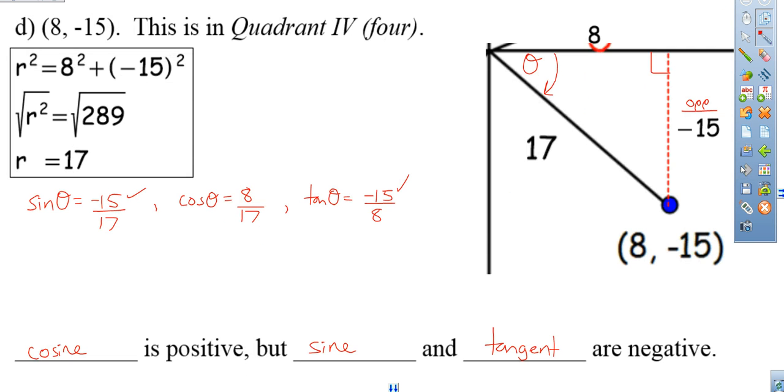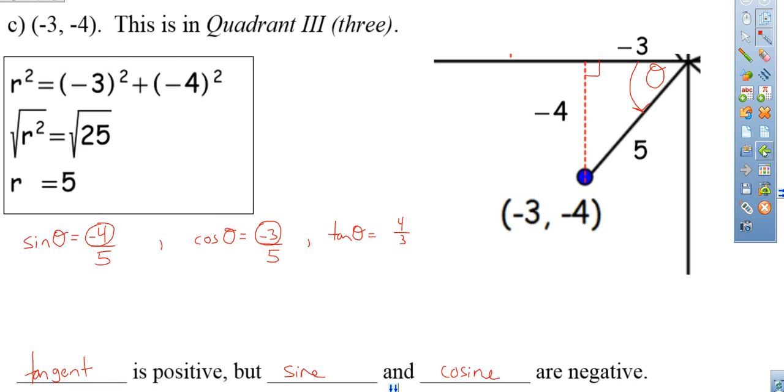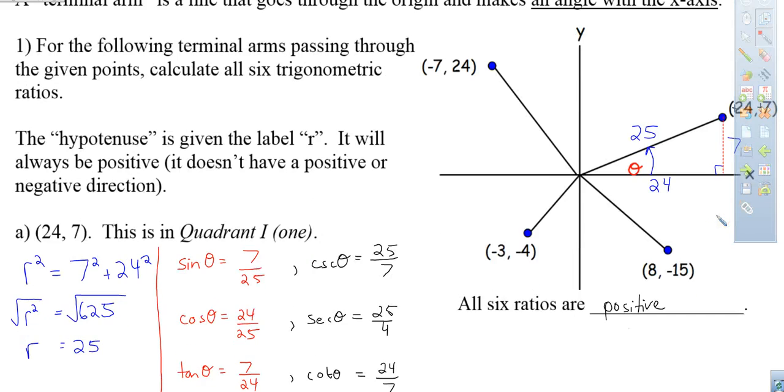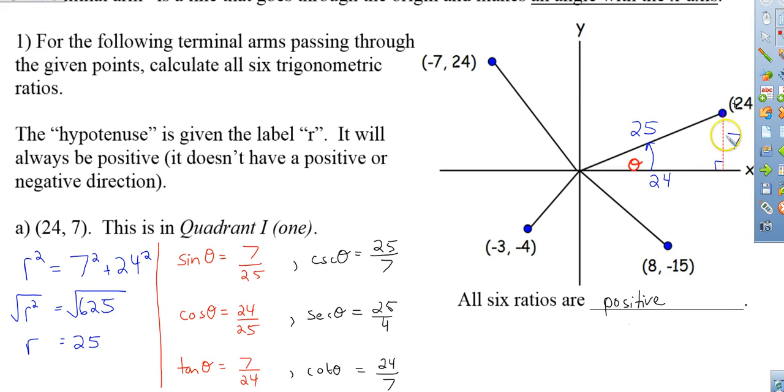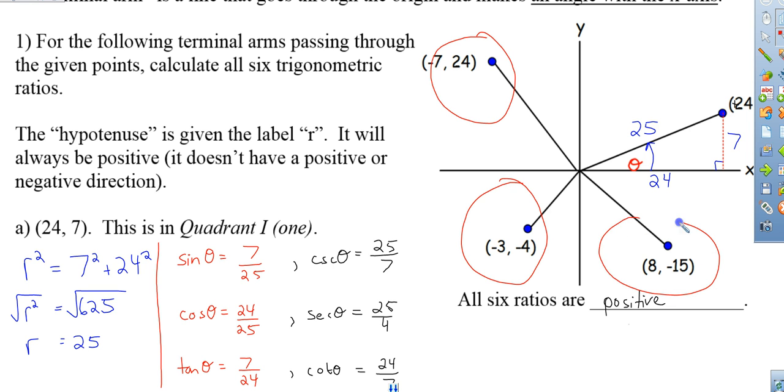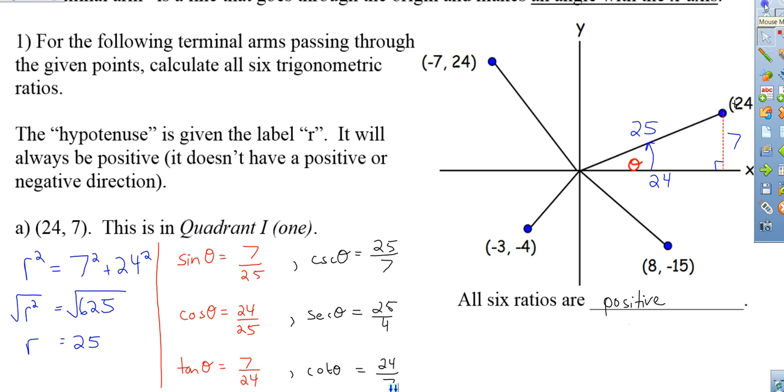All right, so what we've discovered here is that in quadrant number 1, all of the ratios and all of the reciprocal ratios are positive because your x and y values are positive. All the numbers are positive. But in those other quadrants, you're only going to have one ratio that is always positive. So here's something that you can remember.